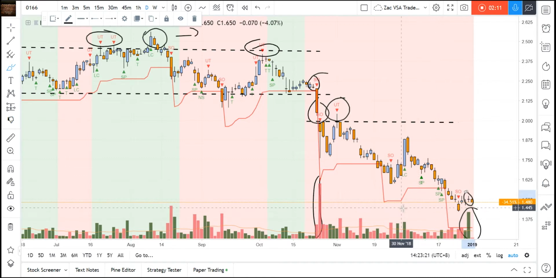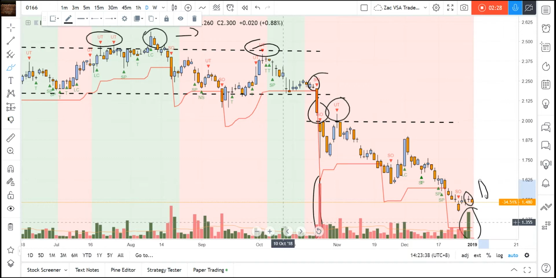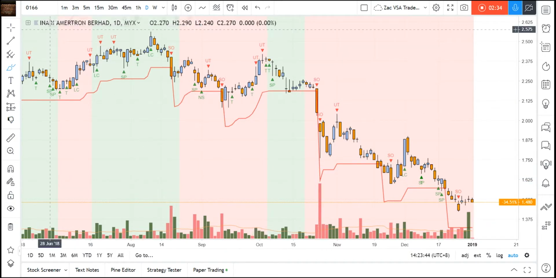Do remember that in VSA we want effort and result. The effort is the volume, but I don't see any result, which is another signal of no interest by smart money. So I don't see any specific entry for this chart using the daily chart. The next stock that I have is CCK.